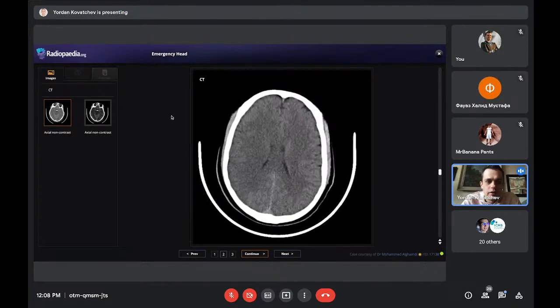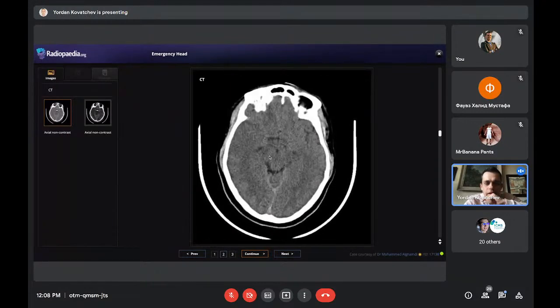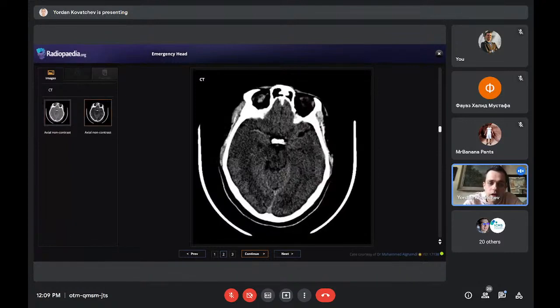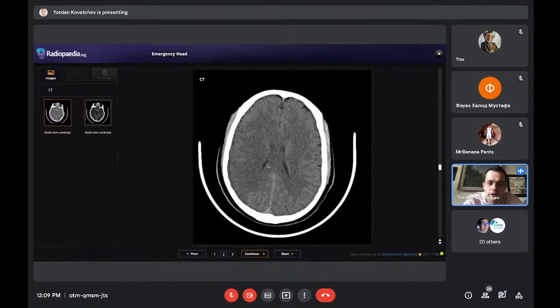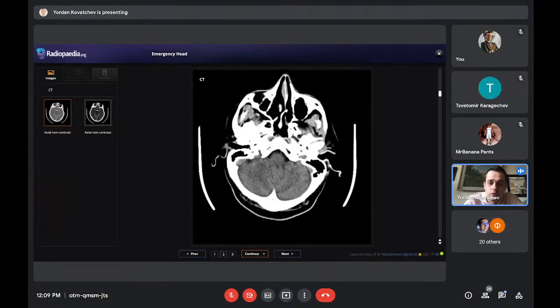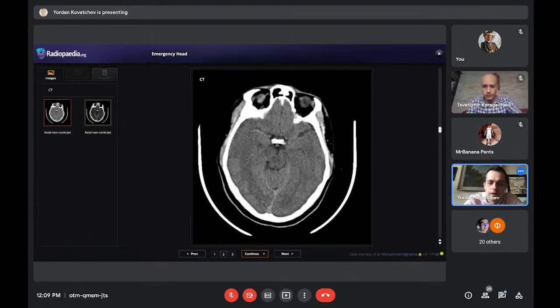I'll just give you a minute to look at the CT yourself. And I'm using this case to show you a concept that's a big part of daily practice, as Dr. Karagechev said: windowing. And this is the stroke window. This is the brain window. That's, as he said, the first thing we see when we do the CT scan.